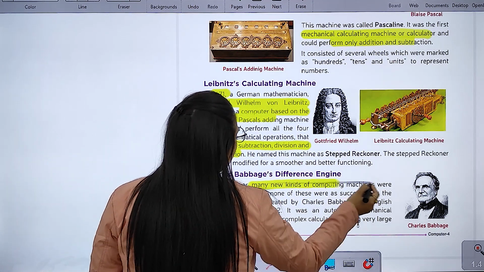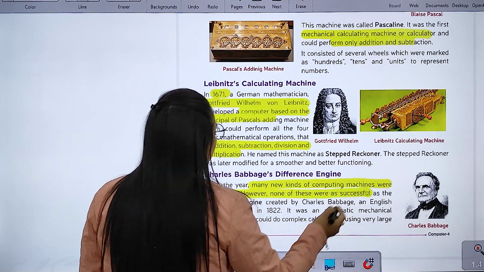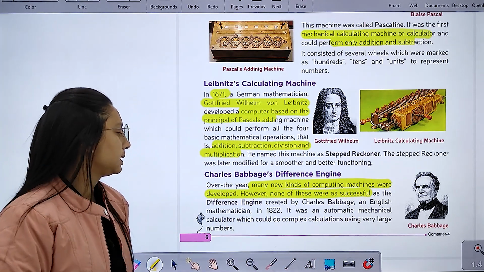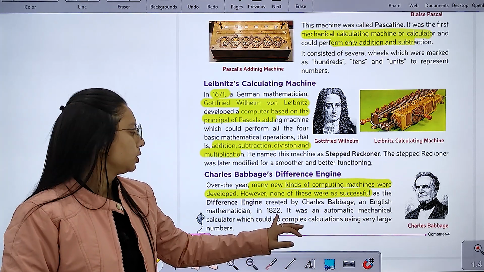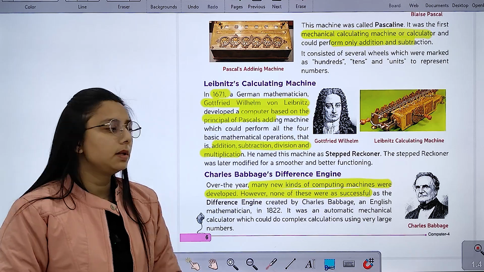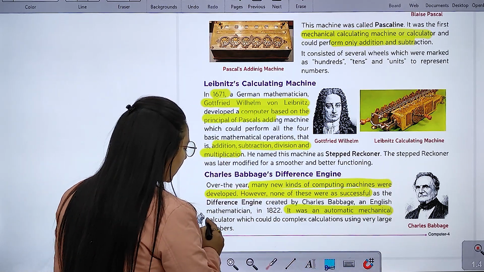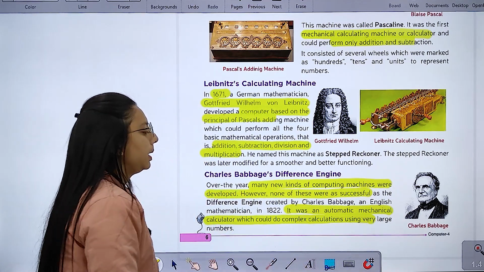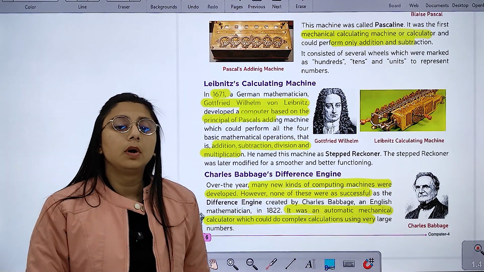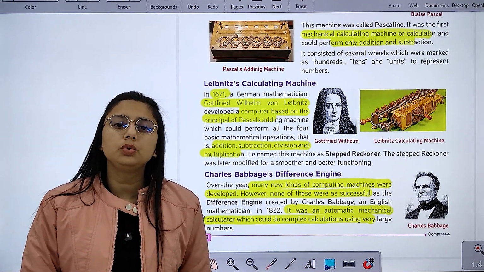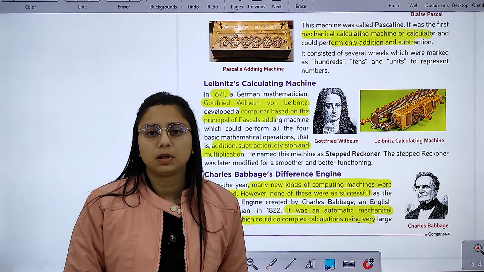Now Charles Babbage's difference engine. Over the years, many new kinds of computing machines were developed. None of these were as successful as the difference engine, which was created by Charles Babbage, an English mathematician. It was an automatic mechanical calculator which could do complex calculations, and it used very large numbers, right?